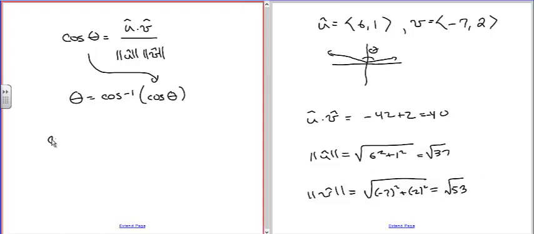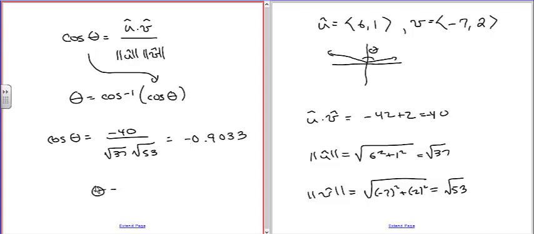So let's go ahead and plug it into the formula here. Cosine of theta is negative 40 divided by the square root of 37 and the square root of 53. And this number has to be between negative 1 and positive 1, or you've made a mistake. So you get negative 40 divided by the square root of 37 divided by the square root of 53, and I get negative 0.9033.